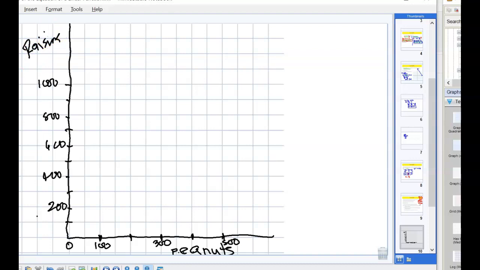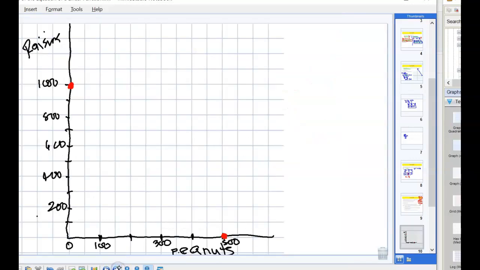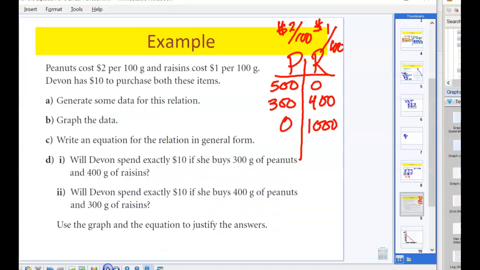Okay, and first of all, we know that he could buy 500 grams of peanuts and 0 raisins. He could buy 0 peanuts and 1,000 raisins. And the other data we had in our chart was 300 peanuts and 400 raisins, which is right there. And again, these 3 points form a nice graph of a linear function. Now in part C, it says write an equation for the relation in general form. Well, before we can write the relation in general form, we have to write it in point-slope form and then convert it over, or we could write it in y equals mx plus b form and then convert it over.